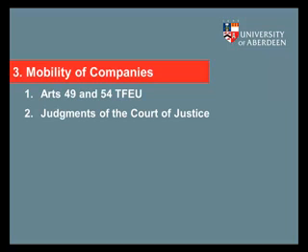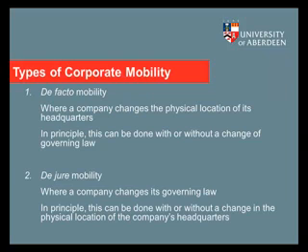There are two types of corporate mobility. The first is de facto mobility, which occurs where a company changes the physical location of its headquarters. That is to say, it is an actual physical move by a company from one state to another. And this can be done either with a change of the governing law, so it could be a choice of law accompanied by a physical move, or it could simply be a physical move.